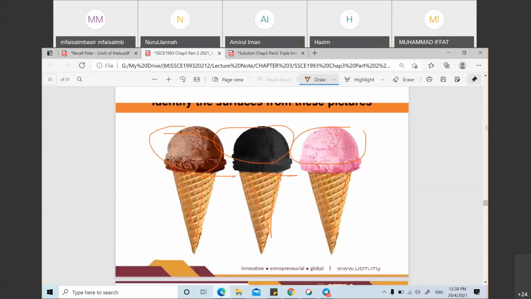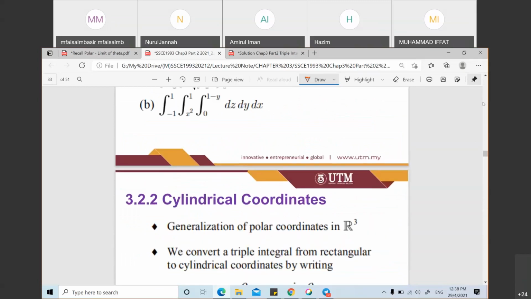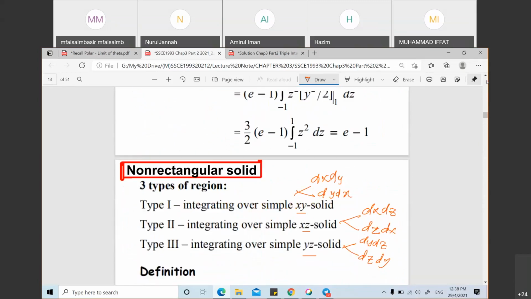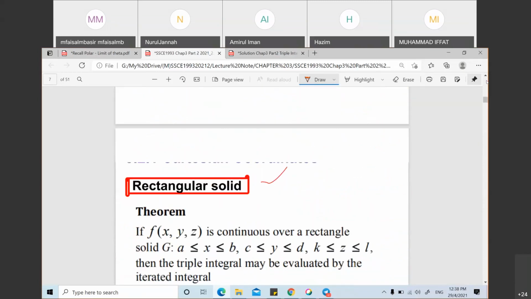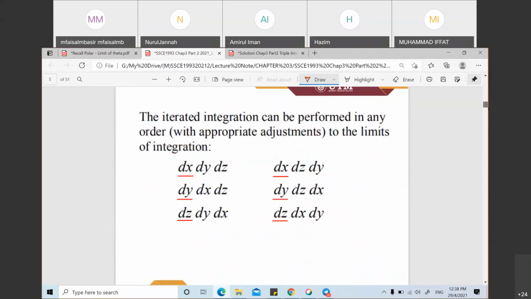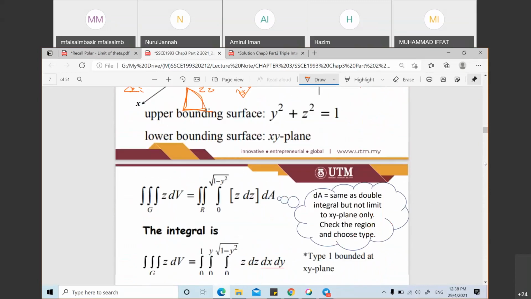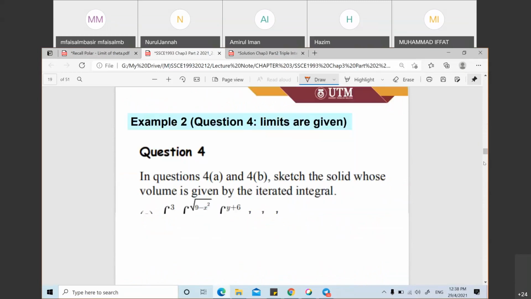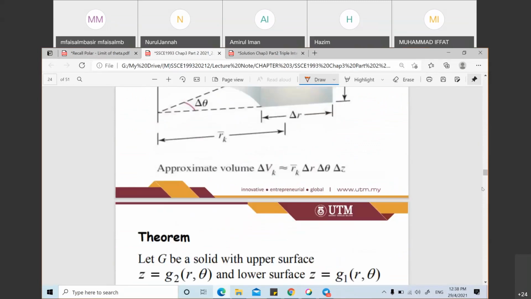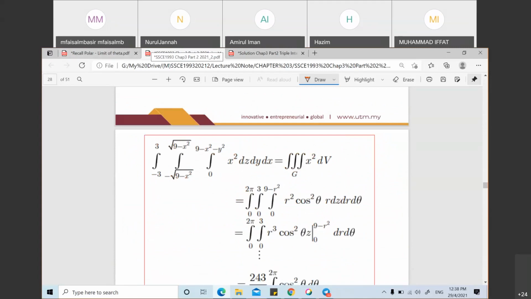Okay, any questions for this? Any doubts? I think this is a little bit hard for you to digest. Try to see some YouTubers about type 1, type 2, type 3 for triple integrals, because there are 6 different ways. So master that first for iterated integrals, and then study the cylindrical also.